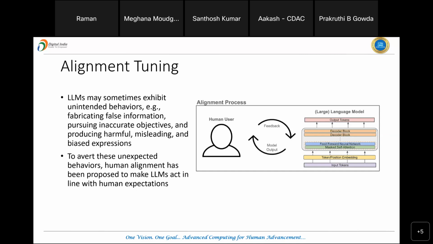Eventually, we can use any deep learning method to learn these intrinsic patterns in humans' expectation. So, on the high level, that is what the process of alignment tuning is, where we align a large language model with a human user's feedback.